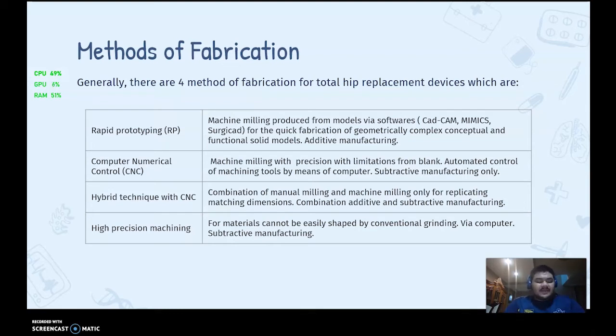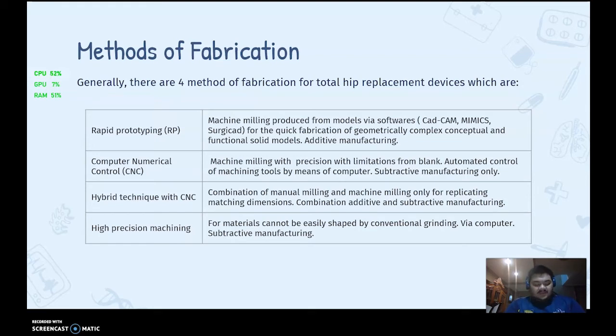For the third method, it is the hybrid technique with CNC. It is a combination of additive deposition and machine milling, which is only used for replicating dimensions on certain parts. This is a combination of additive and subtractive manufacturing. Now, for the last method, which is high precision machining. This method is only for materials that cannot be easily shaped by conventional grinding. It is conducted via computer software and is a method of subtractive manufacturing.